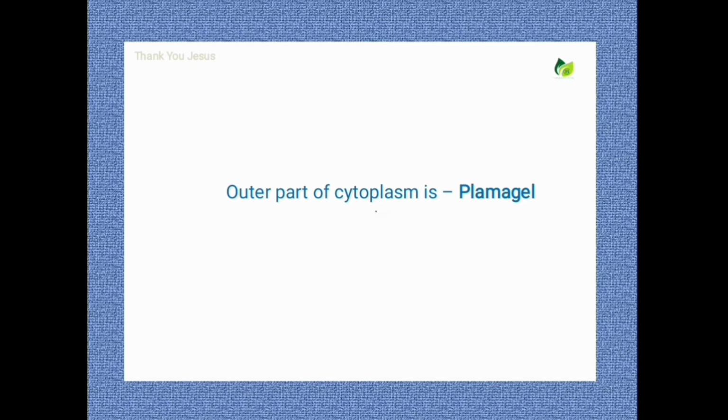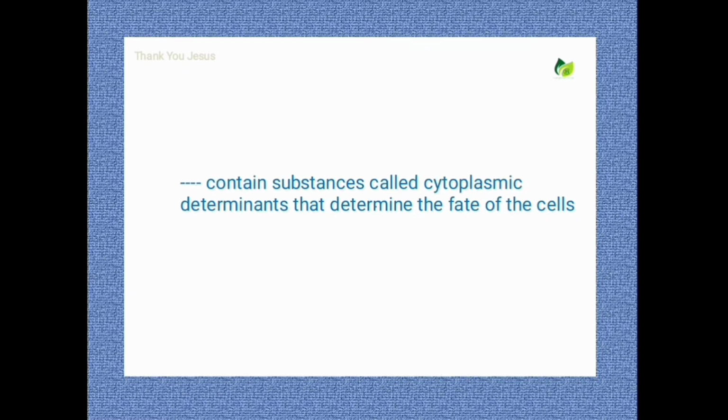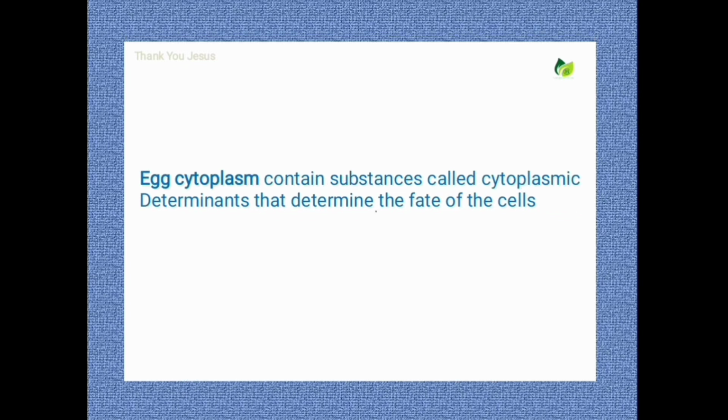Okay. Now coming to the next question, that is, most of the non-protein molecules present in the cytosol have a molecular mass of, answer is less than 300 Daltons. Next question. Dash contains substances called cytoplasmic determinants that determine the fate of the cells. Answer is egg cytoplasm, which contains substances called cytoplasmic determinants that determine the fate of the cells.